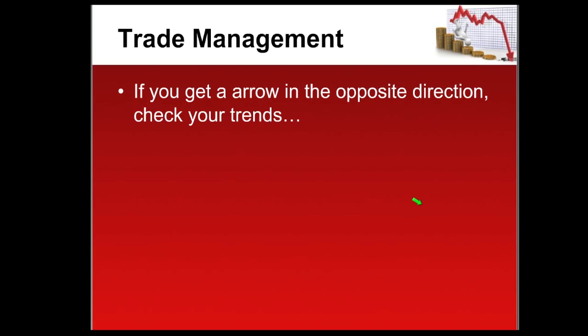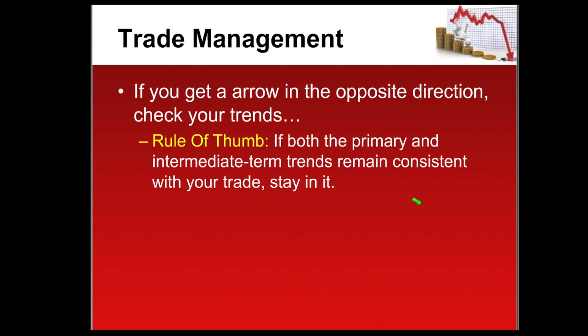If you get into the trade, let's say a bullish trade, and then a red arrow appears, that's not panic time. What you need to do there is check the primary and the intermediate trends. And the thing to remember is that the arrows are generated by the moving average crossover, and they don't necessarily reflect a change in trend.